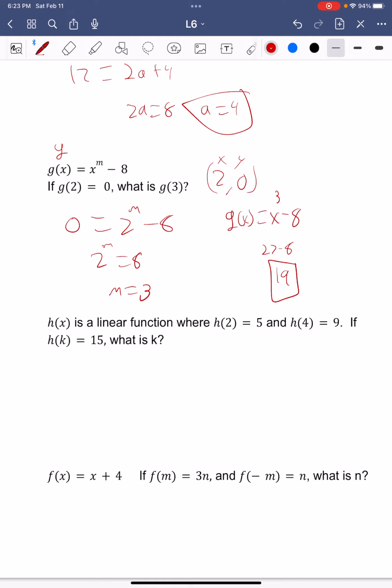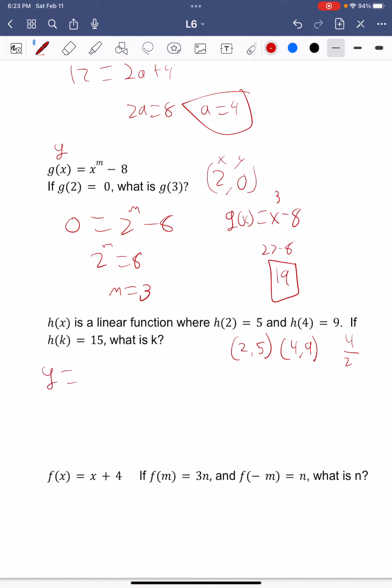And using the fact that we learned earlier, if h of 2 equals 5, the point (2, 5) lies on h of x. And if h of 4 equals 9, the point (4, 9) lies on h of x. Using our knowledge from the third lesson, we know that we could find the equation of this line by finding the slope and then plugging in one point. So we find the slope by doing y2 minus y1, 9 minus 5 is 4, over x2 minus x1, 4 minus 2 is 2. So the slope here is 2.